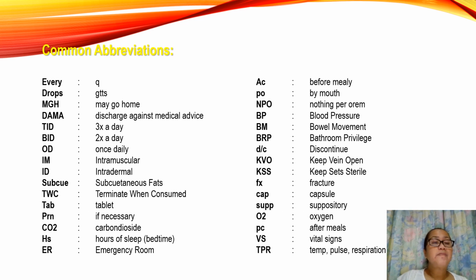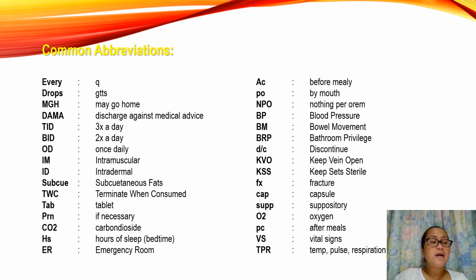I have here common abbreviations for you to memorize. Okay. So we have here every is Q, drops is GTTS, MGH means may go home, DAMA means discharge against medical advice, TID 3 times a day, BID 2 times a day, OD once daily, IM intramuscular, ID intradermal, sub-Q subcutaneous, TWC terminate when consumed, TAB is tablet, PRN if necessary, CO2 is carbon dioxide.